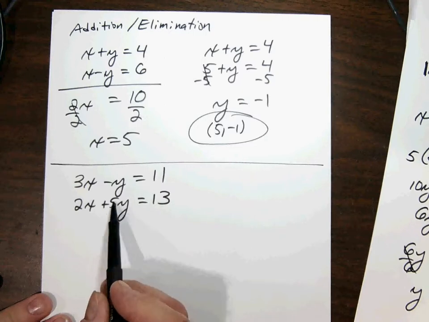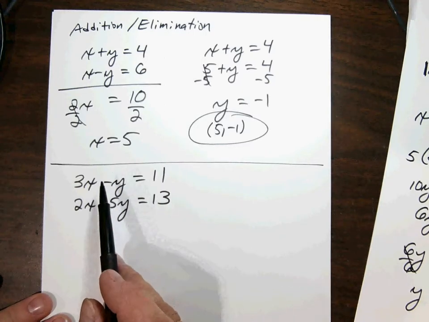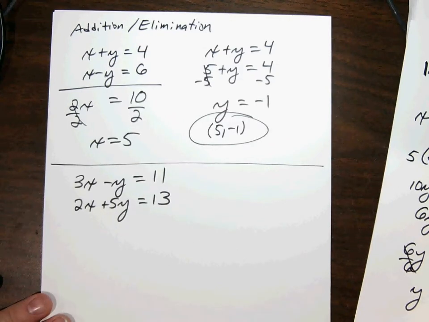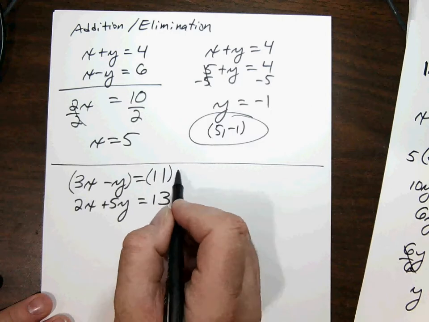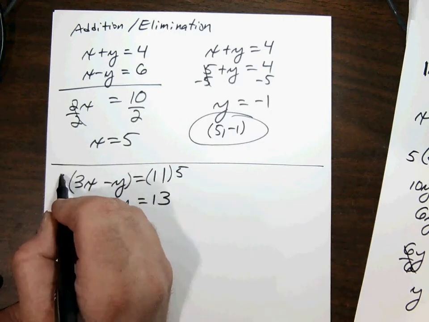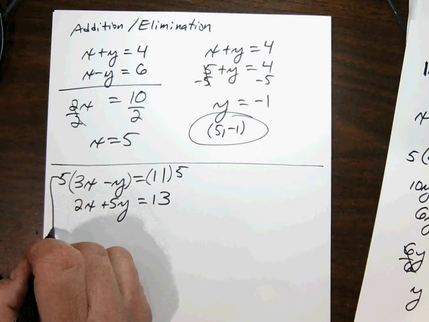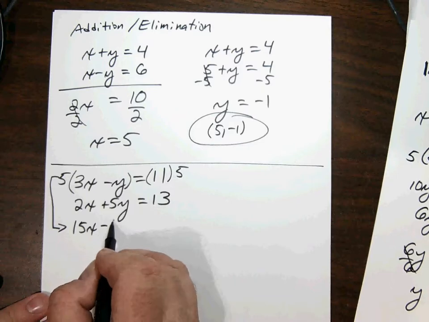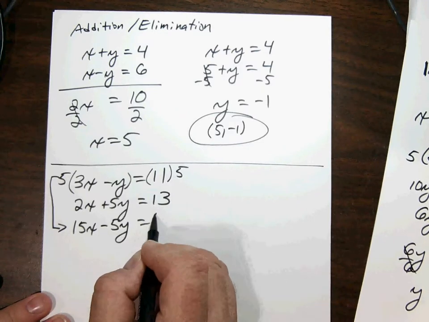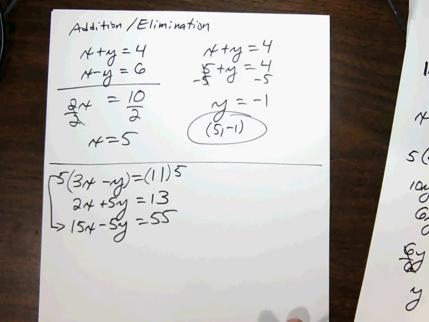I've got a positive 5y down here. If I had a negative 5y there, then it would cancel out, right? So I'm going to multiply my top equation by 5. I can do that with an equation as long as I do it to both sides. Okay, so I'm going to multiply by 5. So now I'm just going to write it underneath here. So this becomes 15x minus 5y equals 55. See how I did that? Okay, not too shabby, huh?